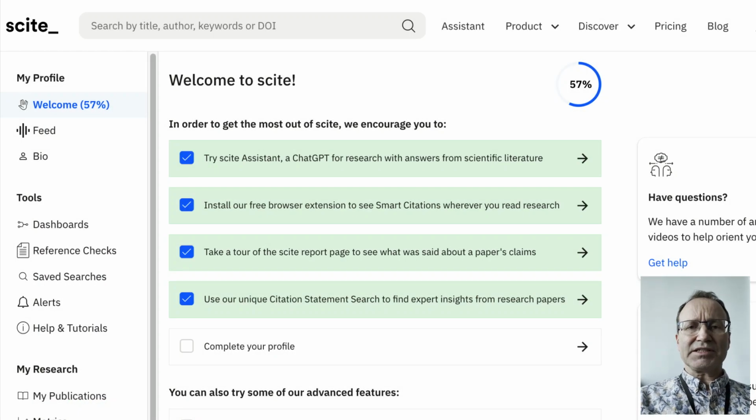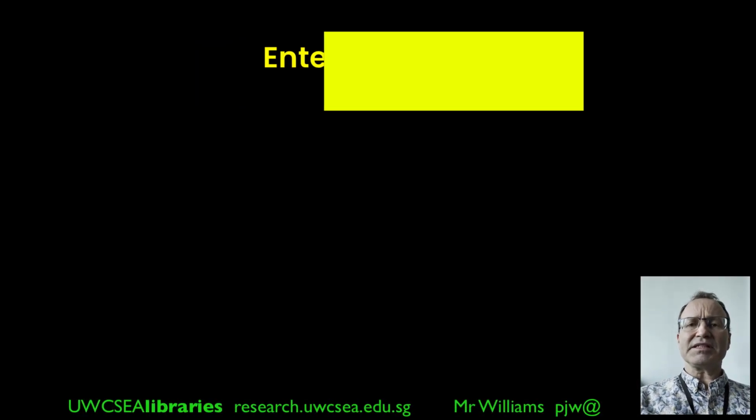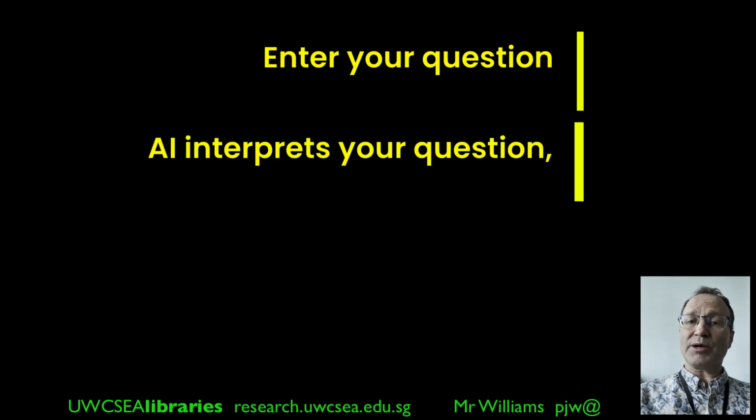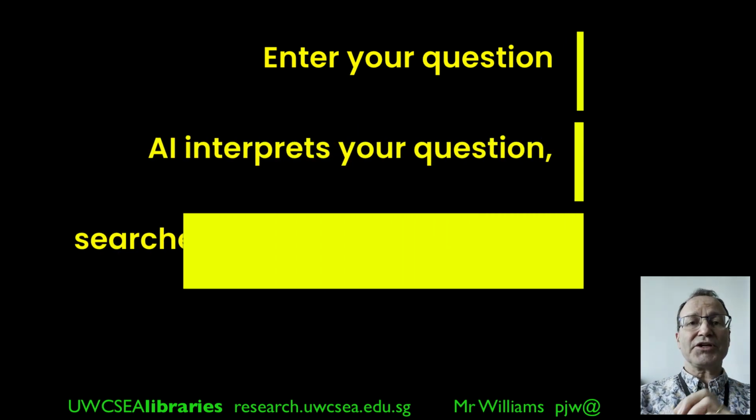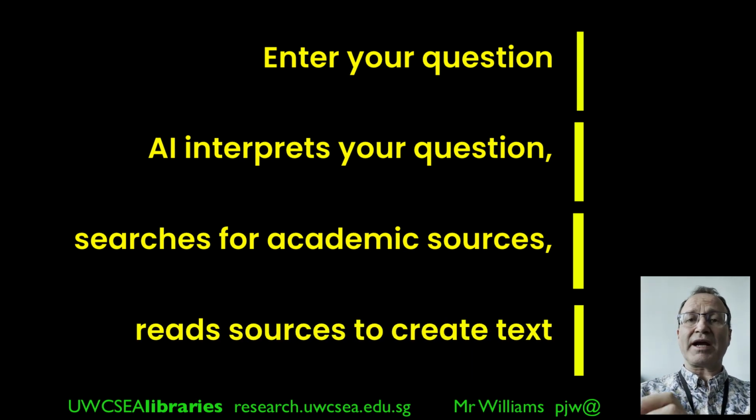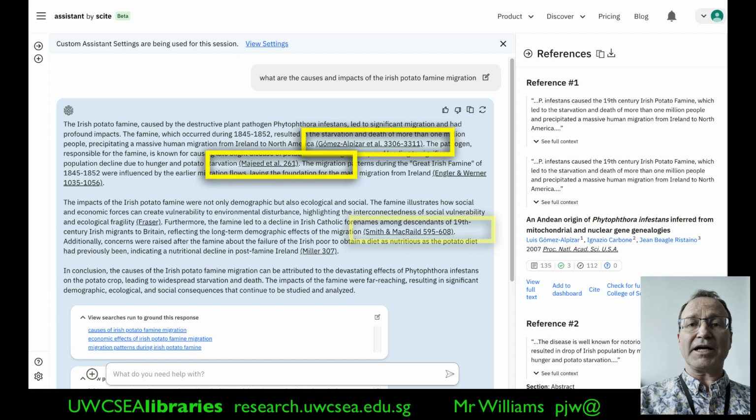For this particular search, select the assistant. How this is different to ChatGPT is that it uses Gen AI to interpret your question, then searches for academic sources, and then reads those articles to extract relevant text to answer your query in full text form. Some nice features include that it gives a good example of what an in-text citation might look like.